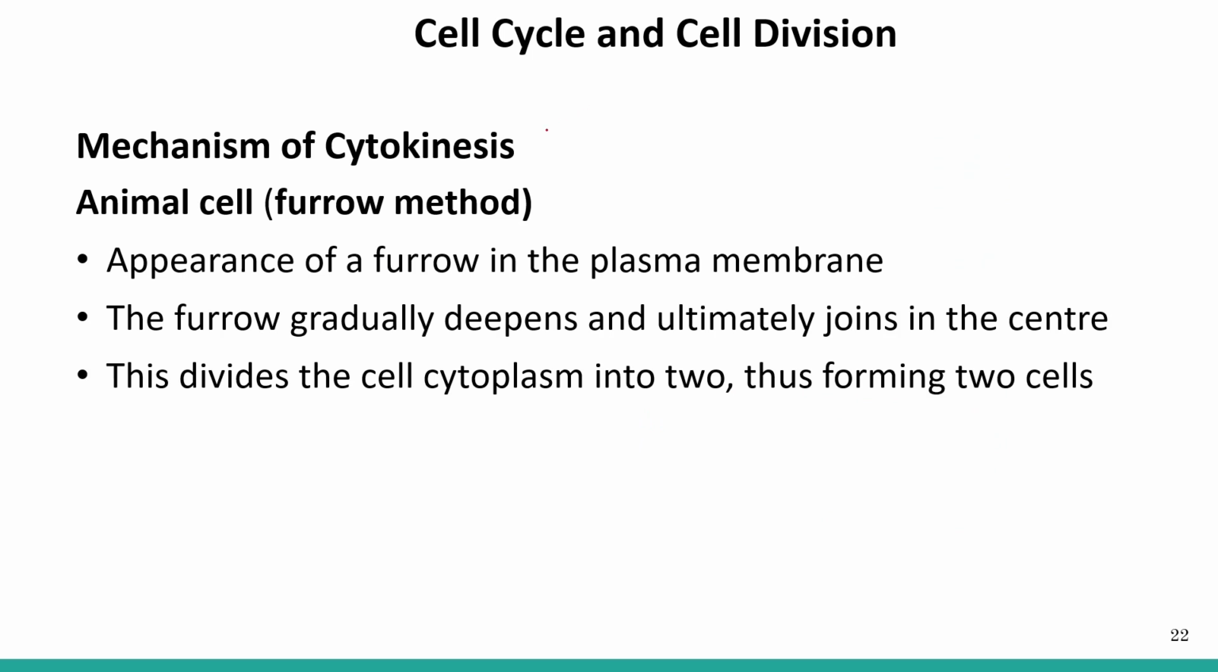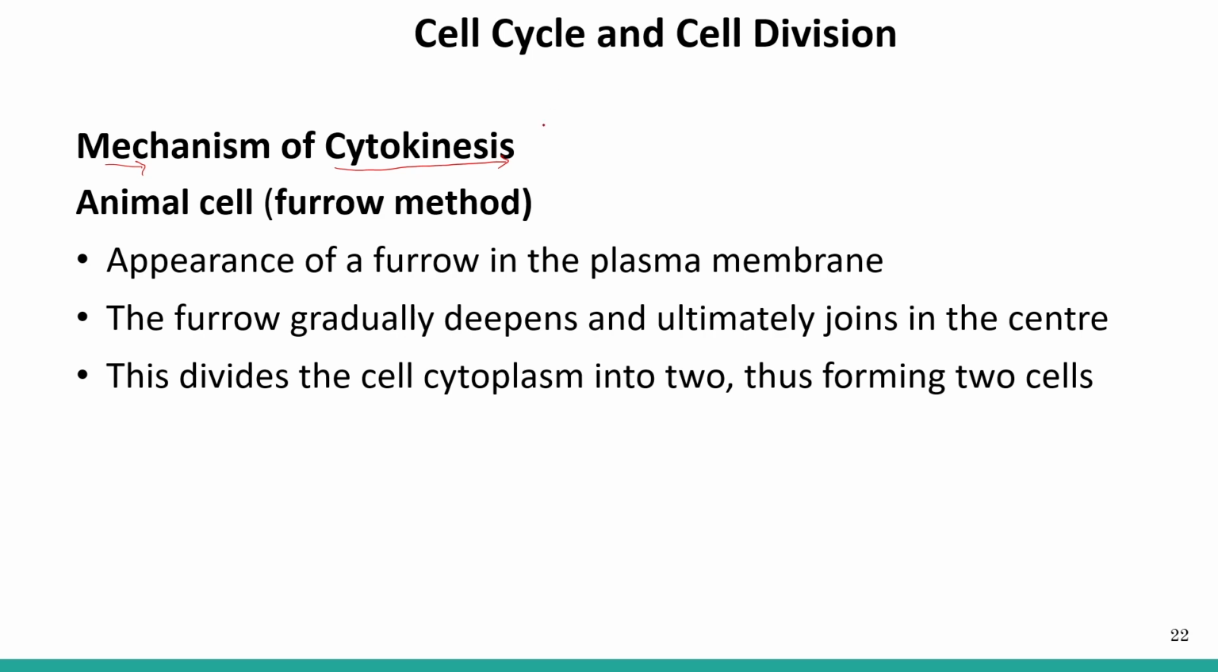Now, what happens? This was the end of karyokinesis. Now, after karyokinesis, we have cytokinesis. Okay. Now, cytokinesis, again, you can say it is of two types, or you can say there are two mechanisms of cytokinesis, how the cell will divide now, or how the cytoplasm will divide.